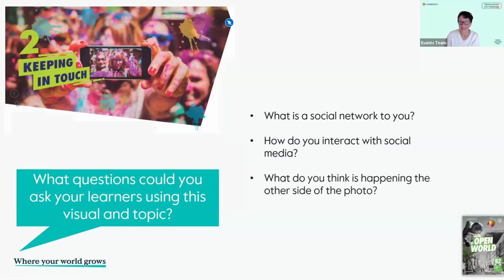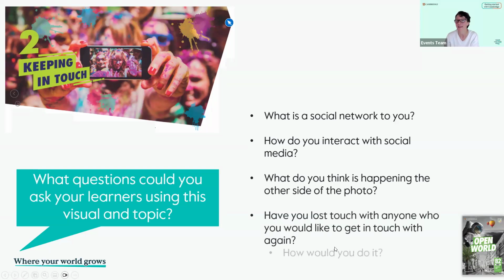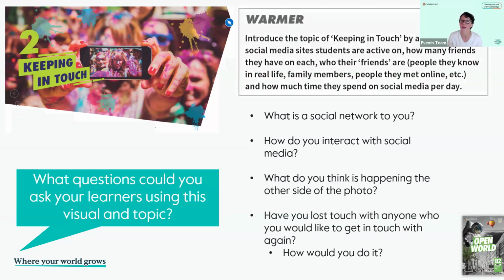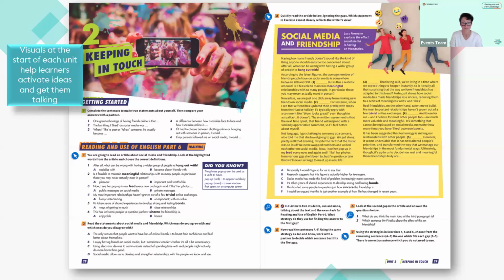Another question, what do you think is happening? What do you think is happening on the other side of the photo? Get them thinking a little bit even beyond the picture. Have you lost touch with anyone who you would like to get in touch with again? How would you do it? You've got the phone there. So these are just some examples, but you will always have suggested questions in the teacher's book as well that you could use if you're struggling for ideas. And there's plenty of ideas that you can use.